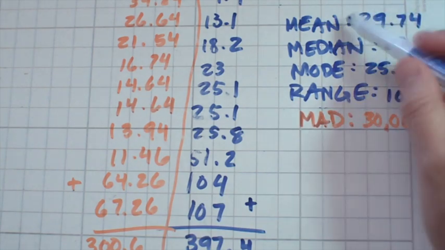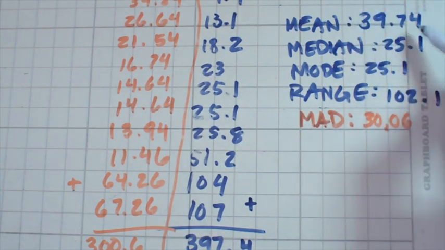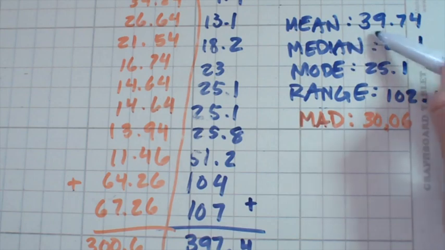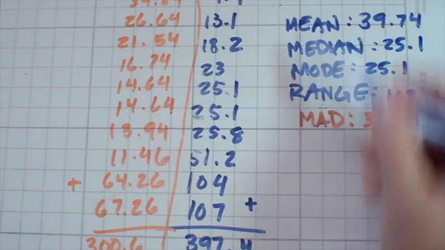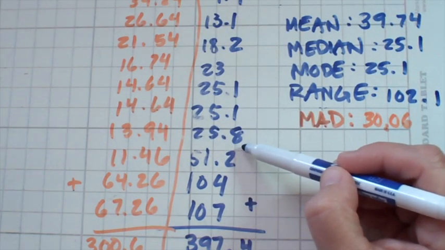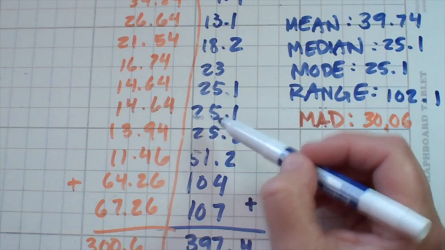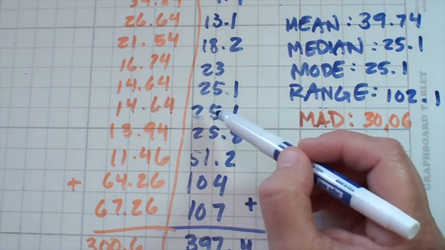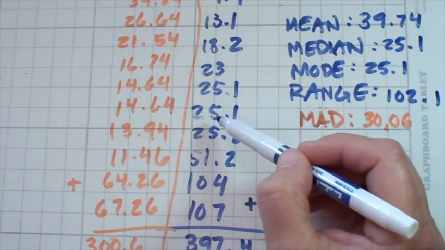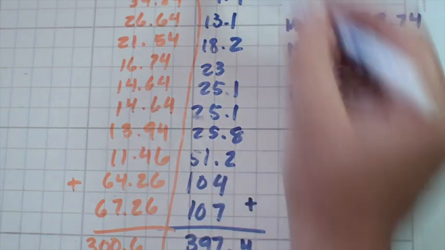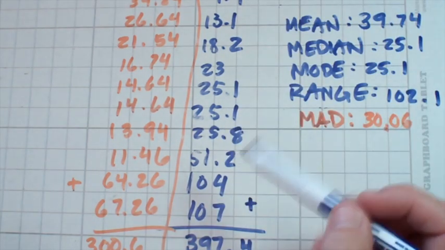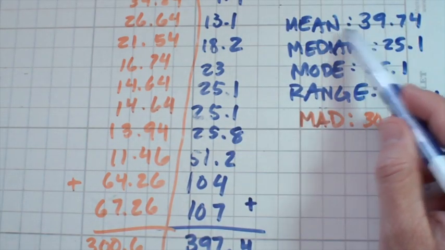They tug at the mean and they pull it up to where 39.74 is bigger than most of my numbers. It's larger than all but 3 of my numbers because these huge numbers pull the mean up. While the median is always the number in the middle no matter what. It's just in the middle.